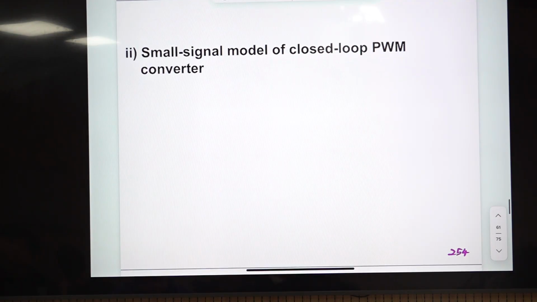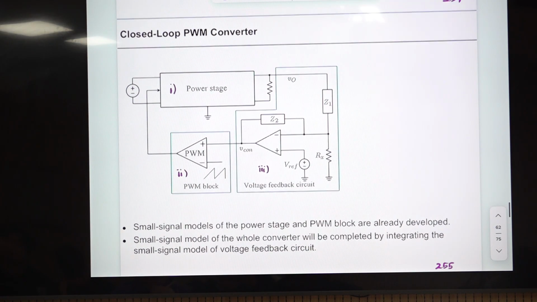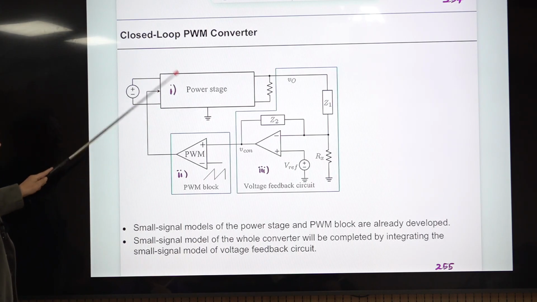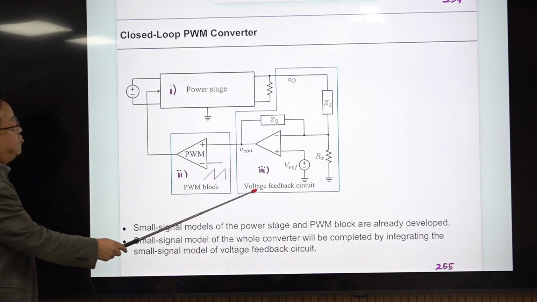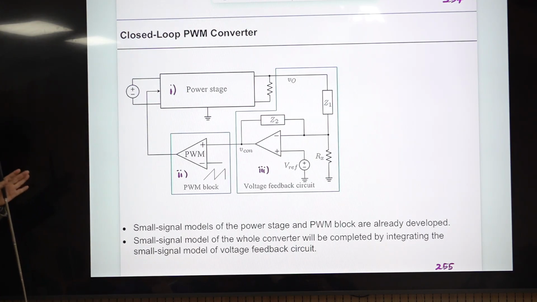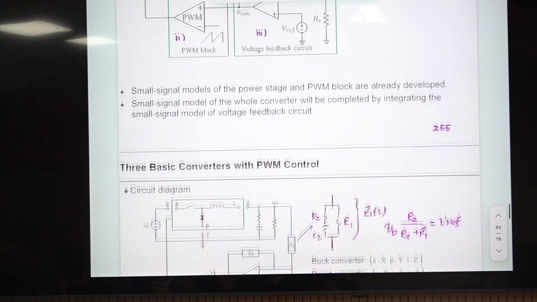Okay, so now consider our case. The small signal model of the closed loop PWM converter is shown here. This is our model. We already developed the small signal model of this and the small signal model of this, and we derived the small signal model of this, and we assemble the three parts of small signal models all together. Then we will obtain the complete small signal model of the entire PWM converter. Okay, so first let's consider this.